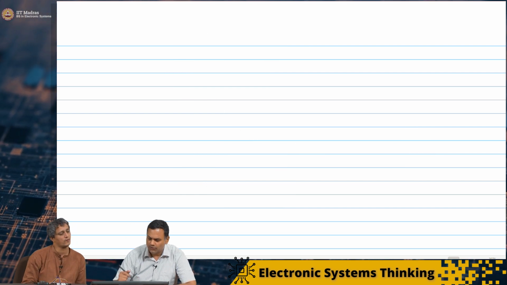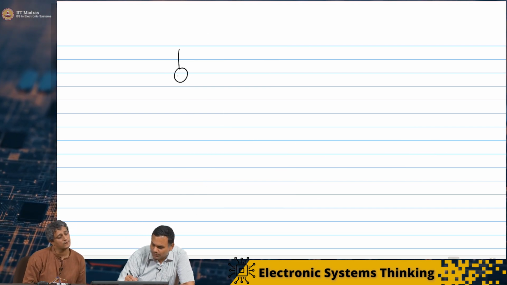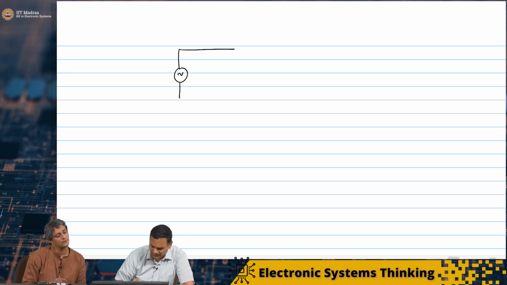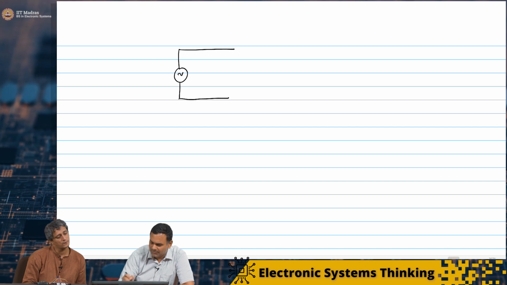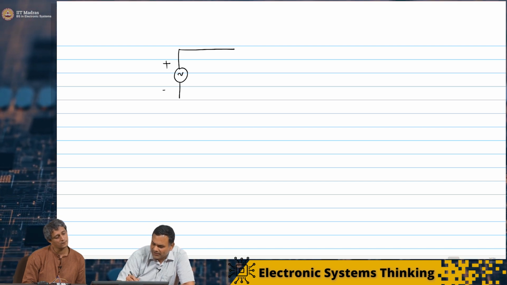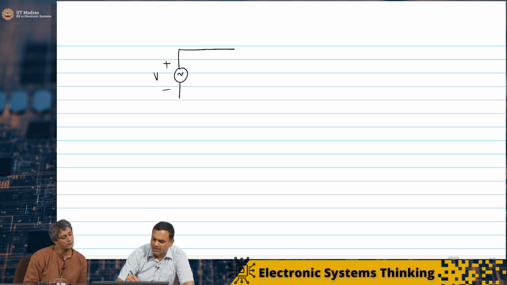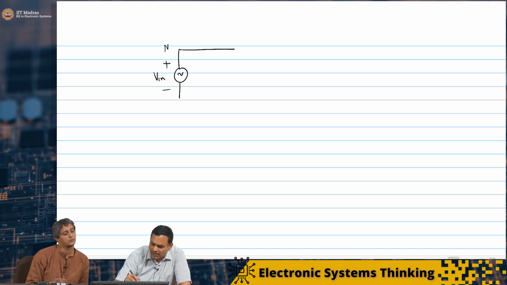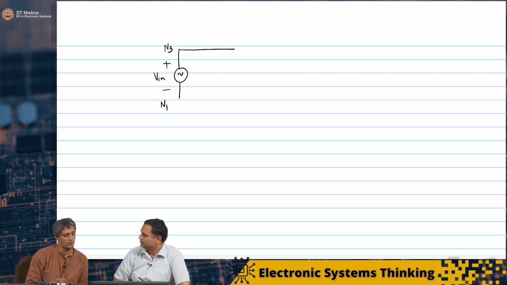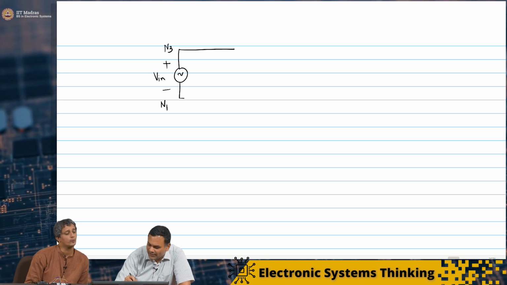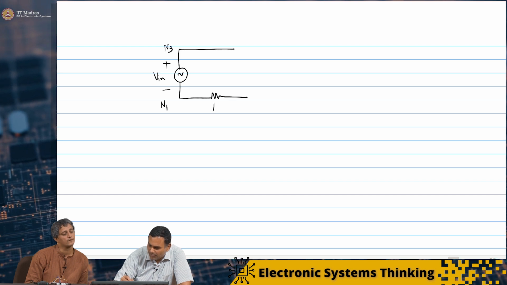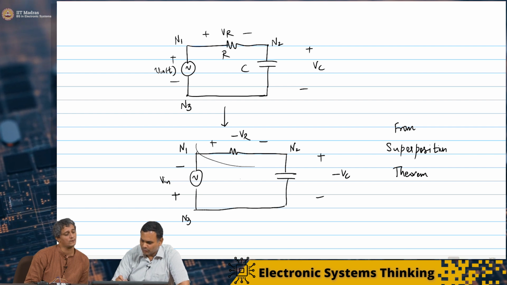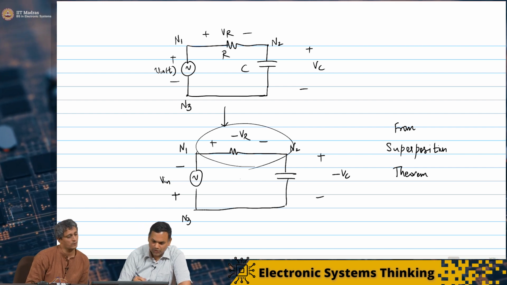I'm going to draw it like this. I have plus Vin on top, the plus terminal. So this now becomes N3 and this becomes N1. Between N1 and N2 I have a resistor, which gets flipped to the bottom.